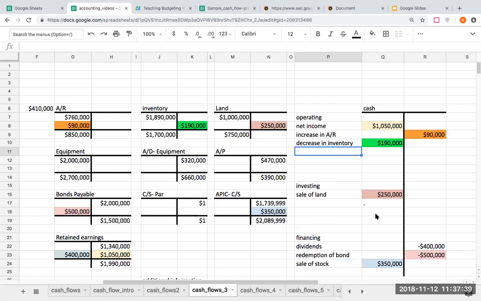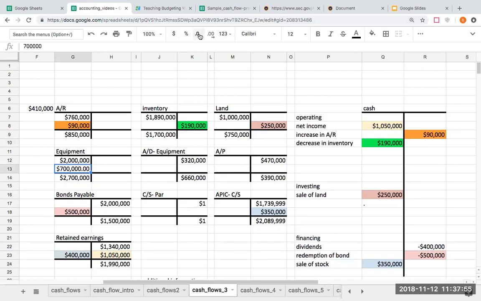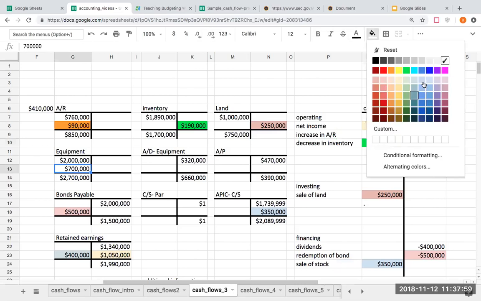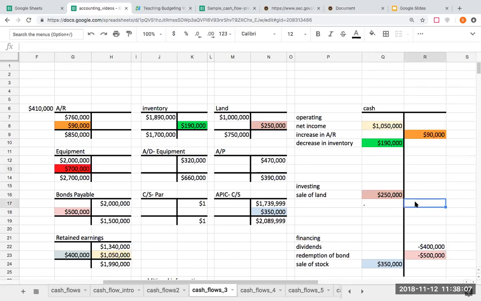My land is already balanced. I've already addressed that. Over here, my equipment went from $2 million to $2.7 million. What do I need to do to balance my T account? Well, I need a debit here of $700,000. So what do I do to cash? In this case, I'm going to do the opposite to cash, and this is going to be a credit to cash of $700,000. And what do I call this? I'm going to call this a purchase of equipment, and this will be for 700,000. Whenever I'm buying or selling property, plant, and equipment, if I'm buying equipment for cash, it goes to the investing section. If I'm selling equipment, the proceeds go into the investing section.